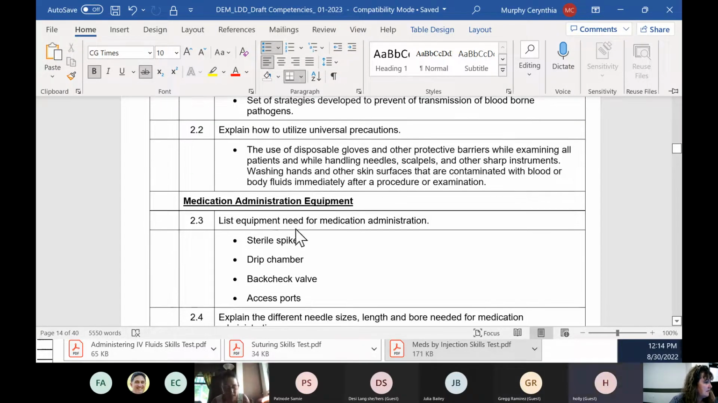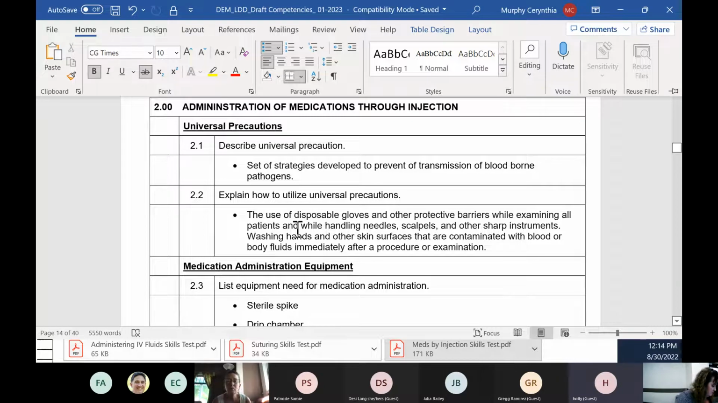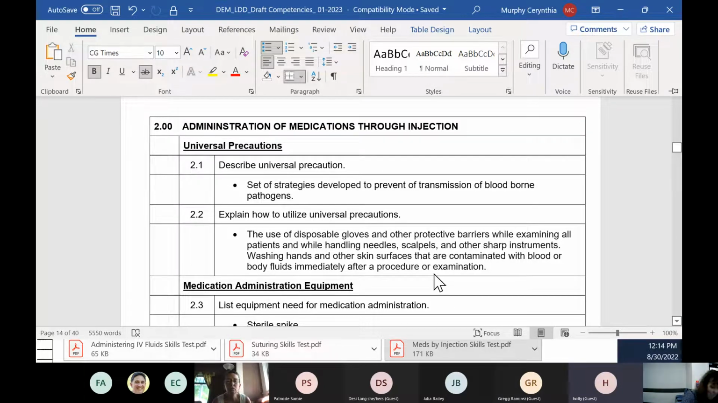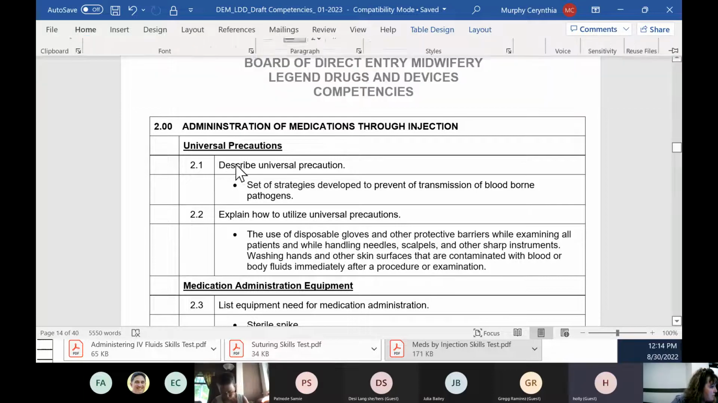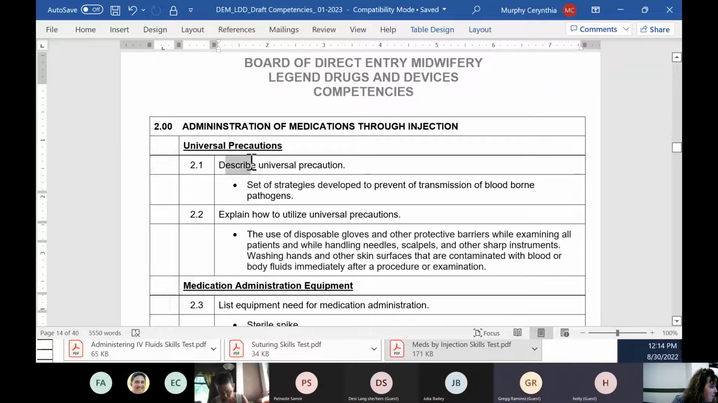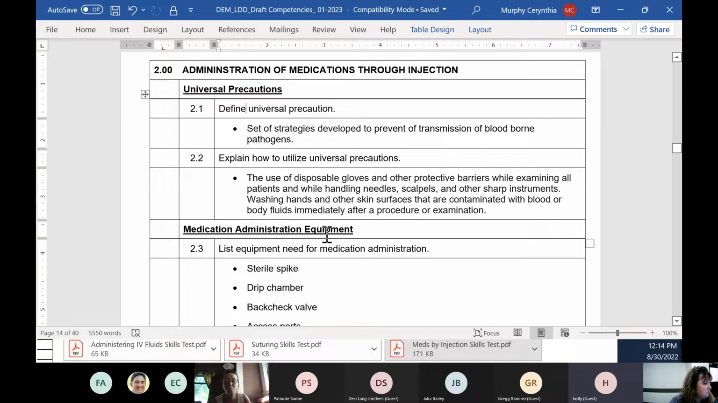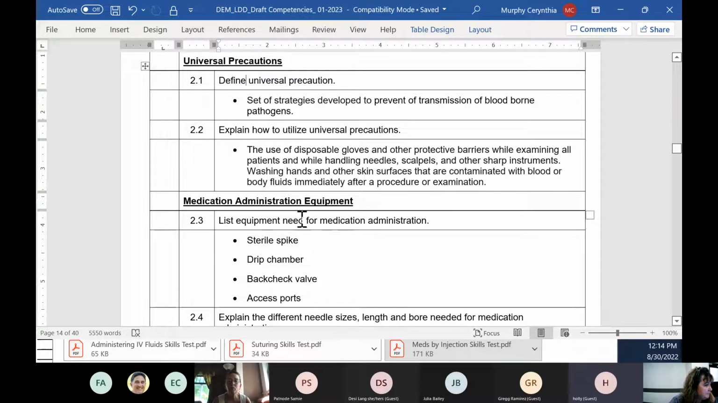Okay, so hold on. You use the word describe when often what you mean is define. So if I'm defining a universal precaution, that's what you have right there. If I'm describing universal precautions, I'm saying things like I would wear a mask and I would wear gloves. So define is what you've done there. Then your next one, explain how to utilize, that would also be a describe. And when you're writing competencies, those terms are very specific. You probably have learned that through the years of doing this.